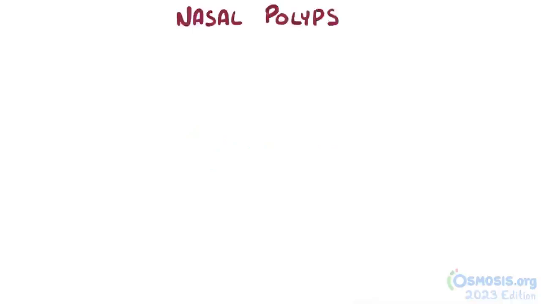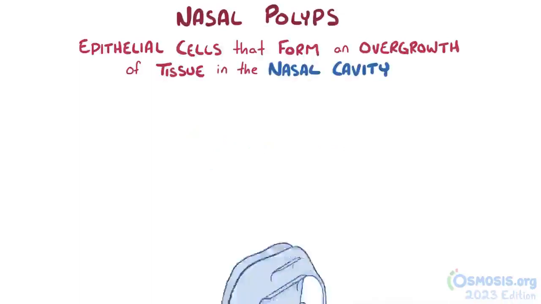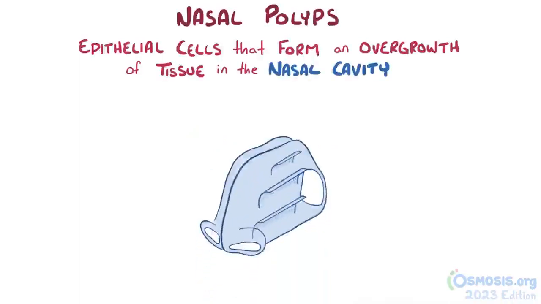A nasal polyp is a clump of epithelial cells that forms a small bump or overgrowth of tissue along the lining of the nasal cavity, which is the inside of the nose. The nasal cavity is made up of 3 regions. The first is the nasal vestibule, which is the area just inside the nostrils.